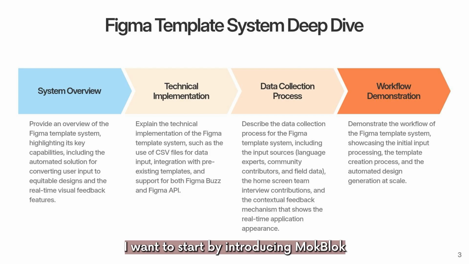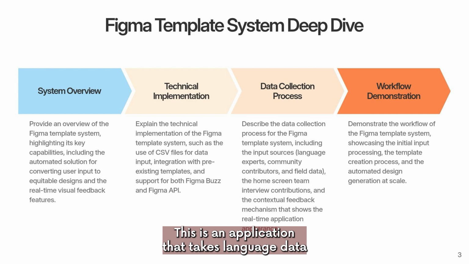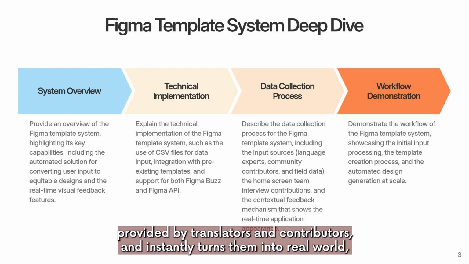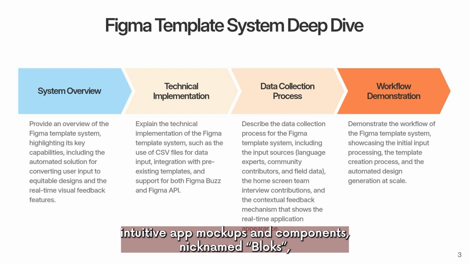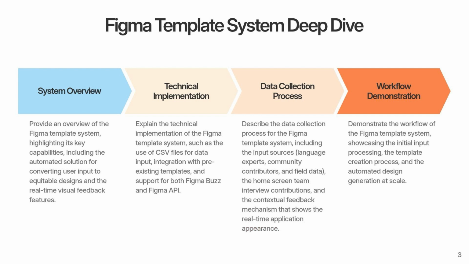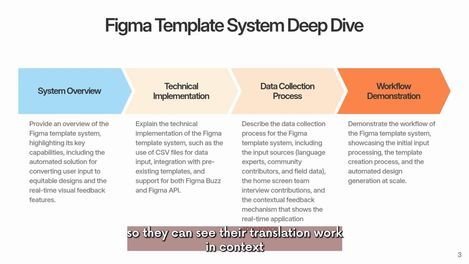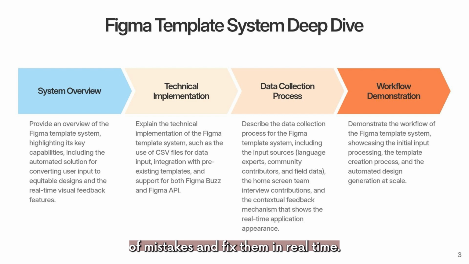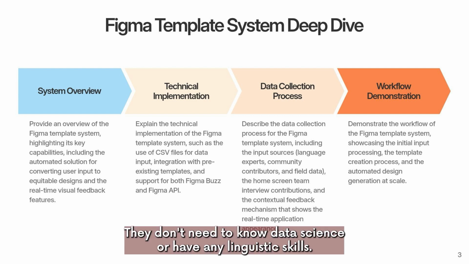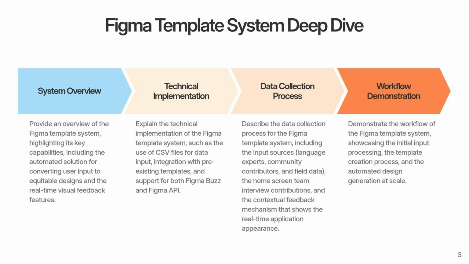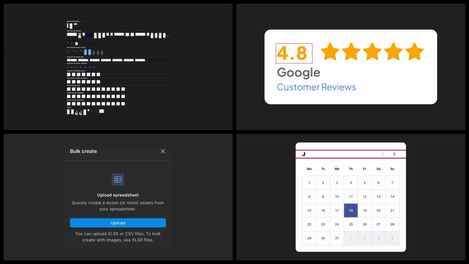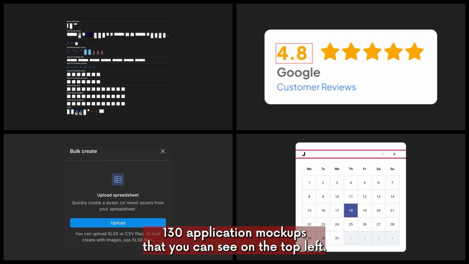I want to start by introducing MockBlock. This is an application that takes language data provided by translators and contributors and instantly turns them into real-world, intuitive app mockups and components, nicknamed blocks, so they can see their translation work in context, spot mistakes, and fix them in real time. They don't need to know data science or have any linguistic skills. I built a template system containing over 130 application mockups that you can see on the top left.